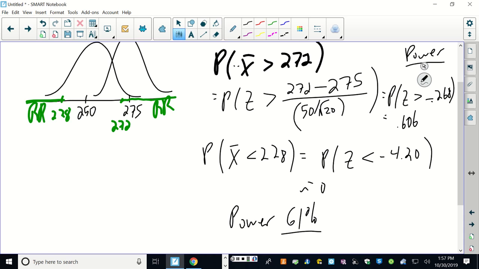How can we change power? Sample size. Yeah, sample size is a big player, and we'll look at that shortly. But any questions? Or if we could bring down standard deviation. Yeah, or you can bring down standard deviation, right?